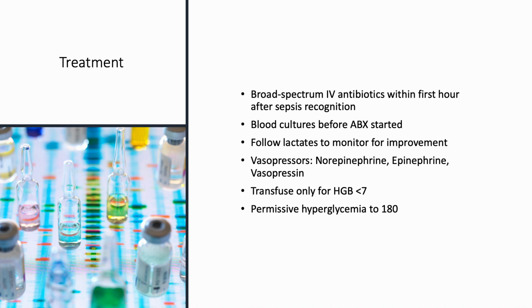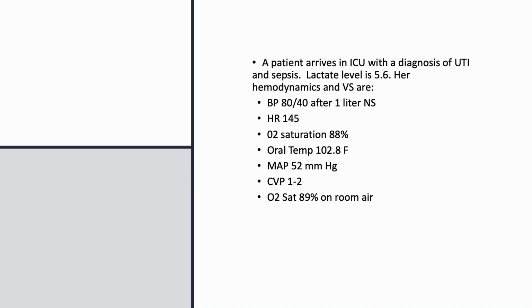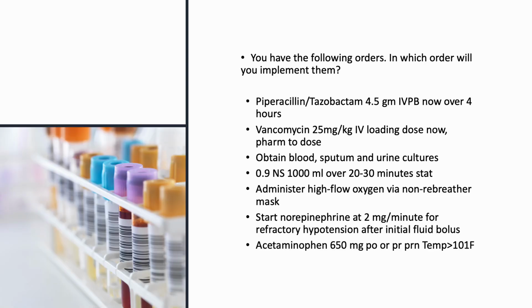You want to track lactate levels to assess the effectiveness of treatment and overall improvement in tissue perfusion. And utilize medications like norepinephrine, epinephrine, or vasopressin to maintain adequate blood pressure and perfusion. Your transfusion protocol: transfuse only if hemoglobin drops below 7, or whatever your order is. And sometimes you want to manage blood glucose, allowing levels up to 180 milligrams per deciliter, which can improve patient outcomes without being overly aggressive in lowering blood sugar level.